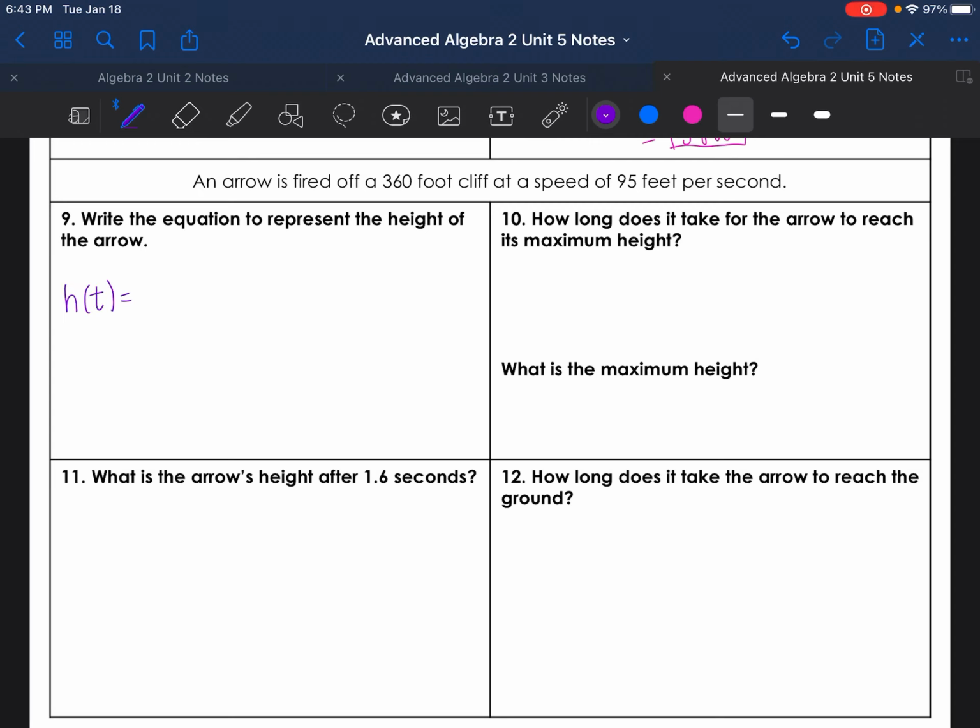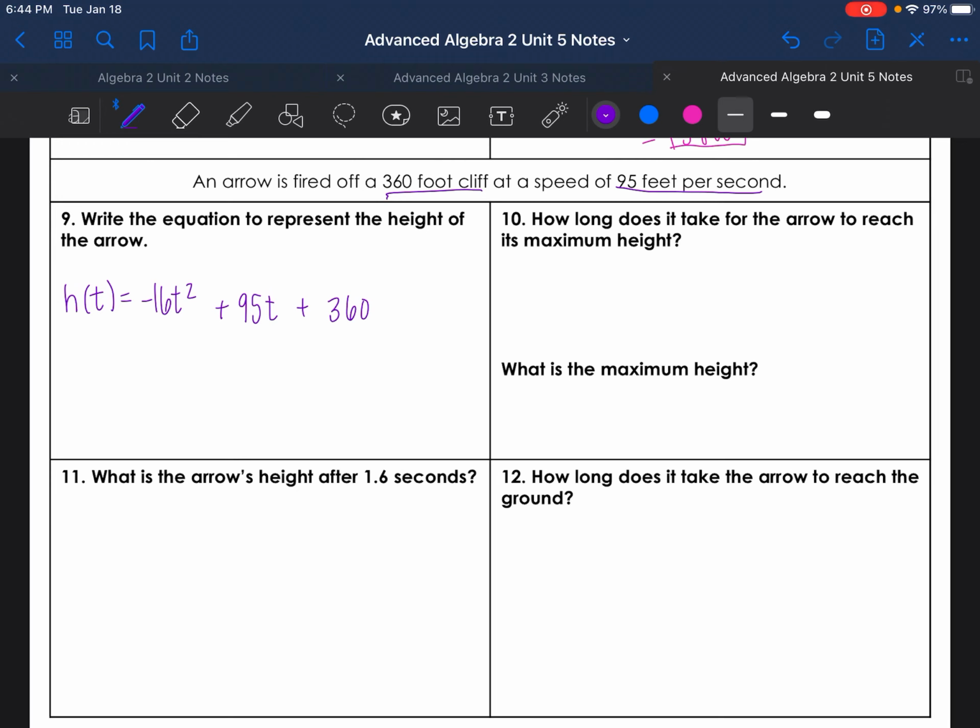So h of t equals negative 16t squared. They all start out like that, every one of them. Plus 95t plus 360. Your 95 is the feet per second, that's your velocity. And the cliff, that's your starting height.